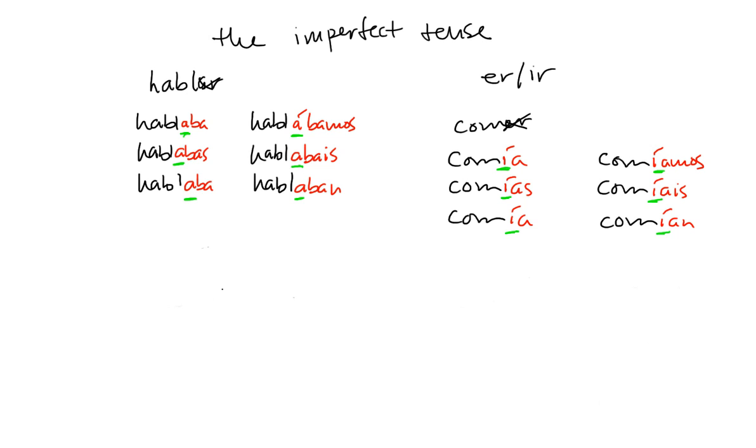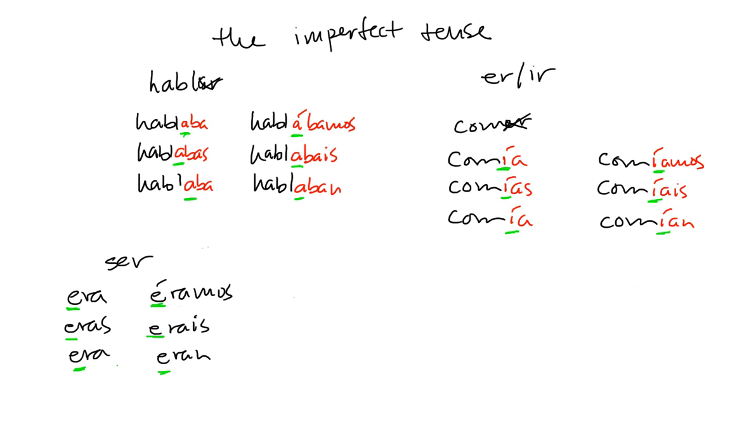There are only 3 irregular verbs in the imperfect tense. Hallelujah. Okay, those verbs are ser, which is era, eras, era, éramos with an accent, erais, eran. Remember the stress, vowel, N or S, second to last. So we have era, eras, era, éramos, erais, eran. Yo era, I used to be or I was. Okay, éramos, we were.